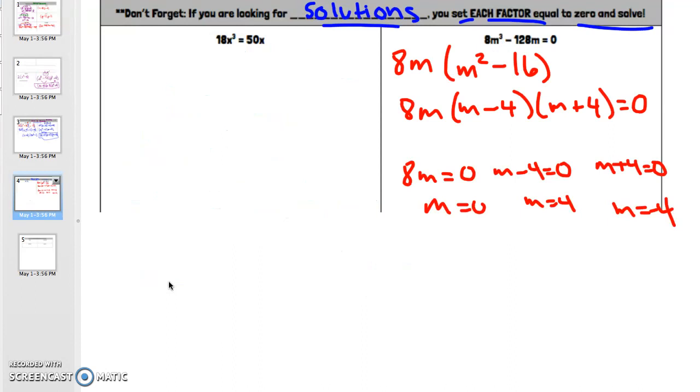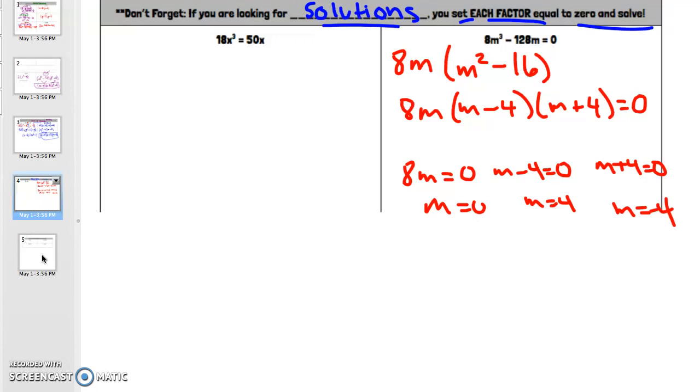So in this example here, after you pause it, hopefully you first factored out an 8m because they each shared an 8 and m, and you're left with m squared minus 16. M squared minus 16 is a difference of squares broken into parts m minus 4 and m plus 4. I can no longer factor anything, so these are the 3 factors, but we're looking for solutions because this is an equation. Once I set each factor equal to 0, I find that the solutions are at 0, 4, and negative 4.